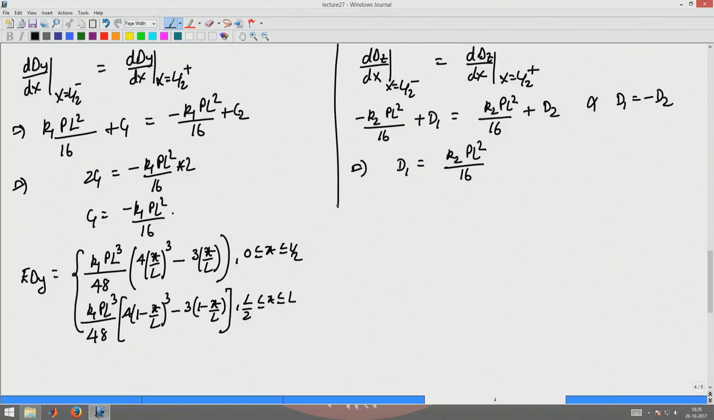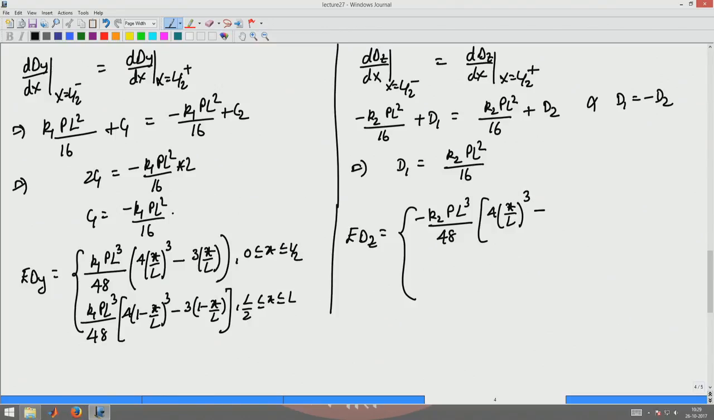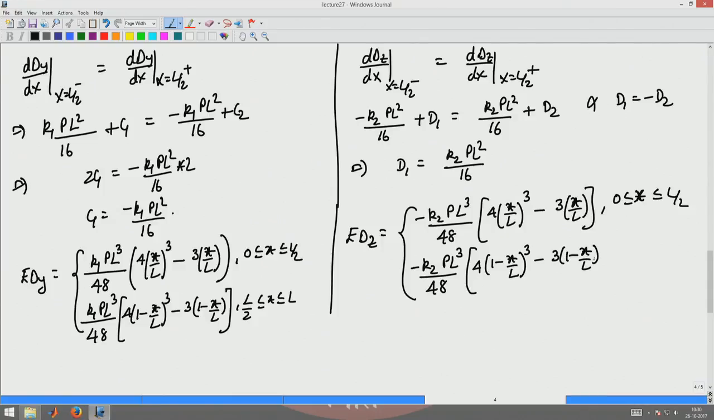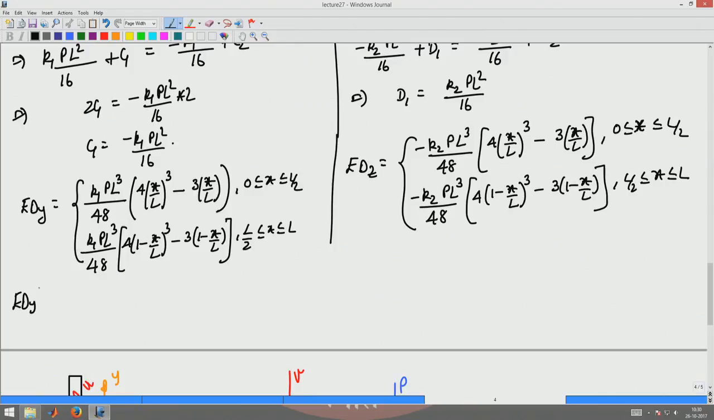Okay. Similarly, E I times delta z is given by minus k2 p L cube by 48 into 4 into x by L the whole cube minus 3 into x by L in the region 0 less than x less than L by 2, and minus k2 p L cube by 48 into 4 into 1 minus x by L whole cube minus 3 into 1 minus x by L in the region L by 2 less than x less than L. Okay. Next we are interested in finding what is E I delta y at x equal to L by 2.